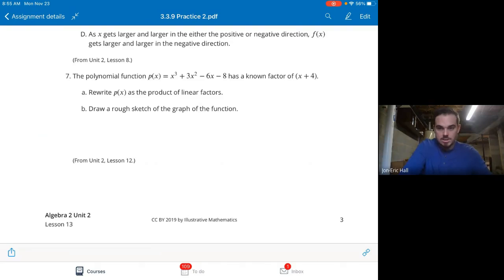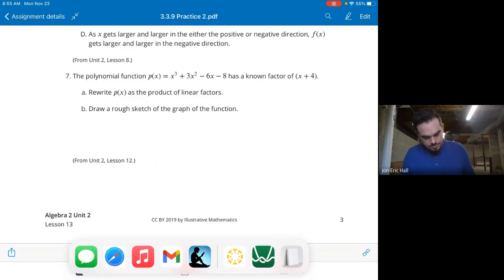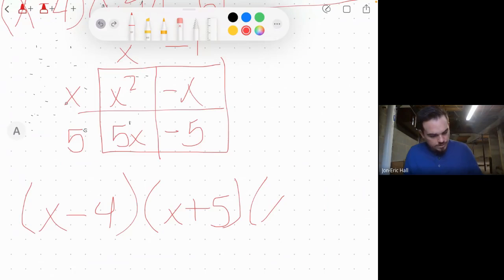Minus 6x and then minus 8. And I know one of my factors is x plus 4, because I go away from this page and my brain turns into mush. So here it is. No, let's not do that.